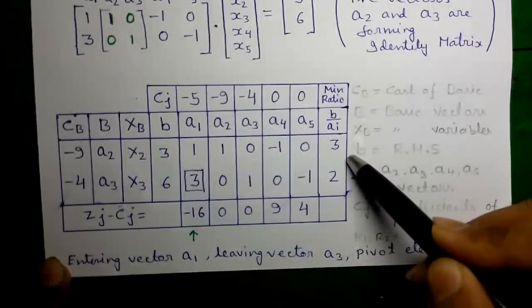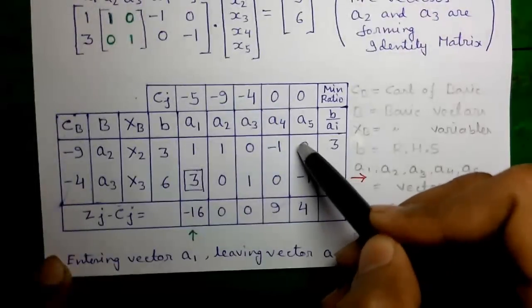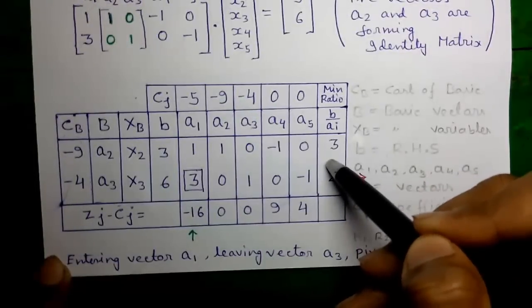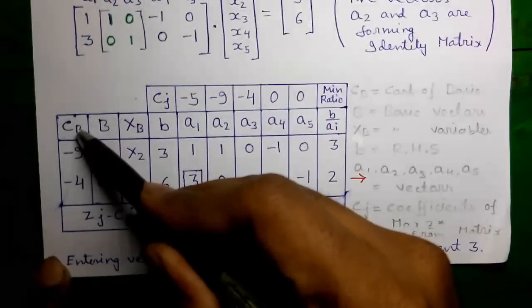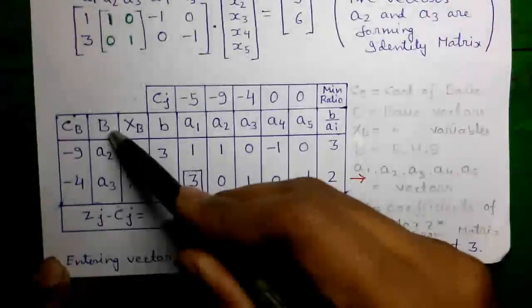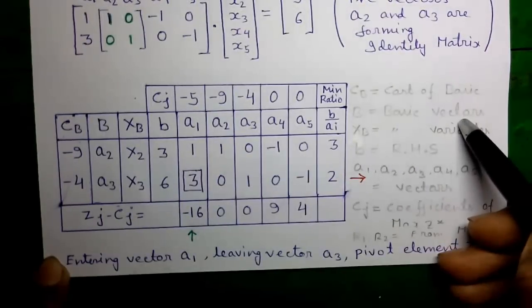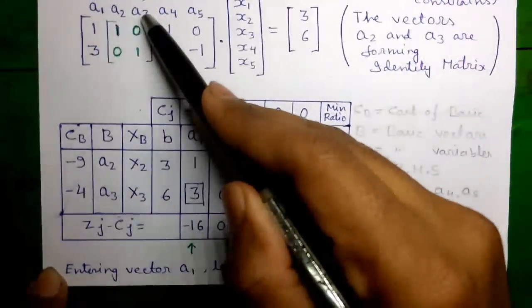So this is our simplex table. Let me introduce you to the simplex table. First we will make the structure, and in the first column we will write CB. CB stands for cost of basic. In the next column we will write capital B, that equals basic vectors. So our basic vectors were a2 and a3.